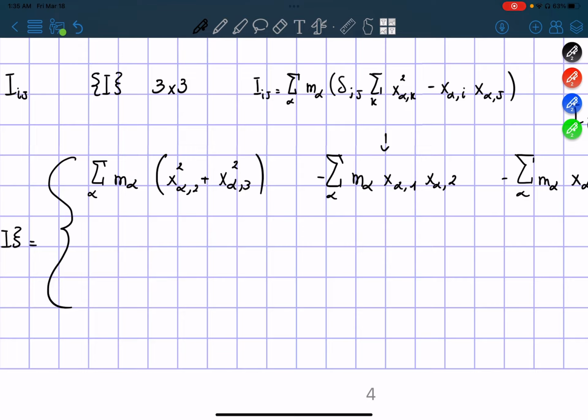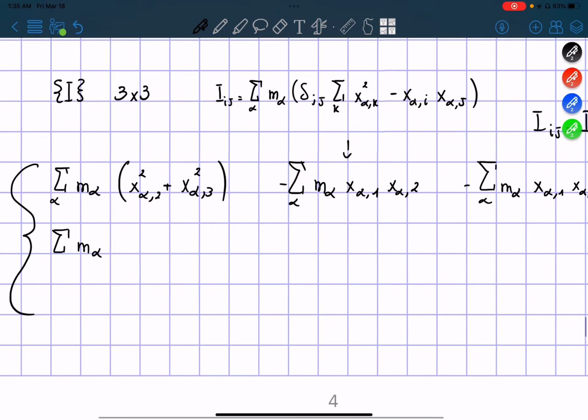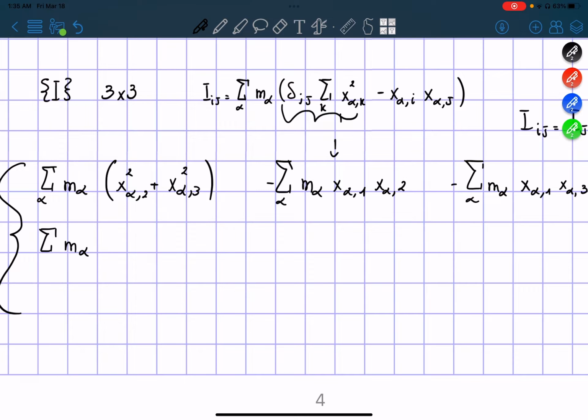Second row. So we're going to have summation of the masses alpha. Now again, for the first part, our I and J will be equal to 2 and 1. So the first part is equal to 0, so only the second part of our parentheses will give us something. So we're going to have a negative in front, x alpha 2 x alpha 1. Let me write this a little better so you understand these are subscripts.